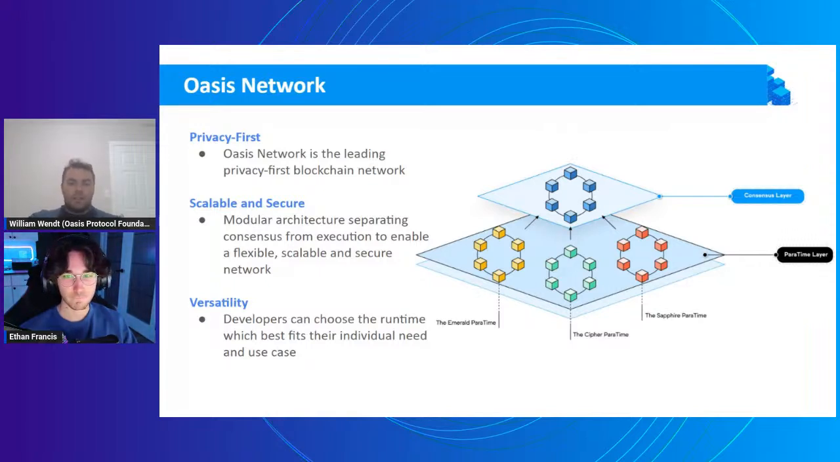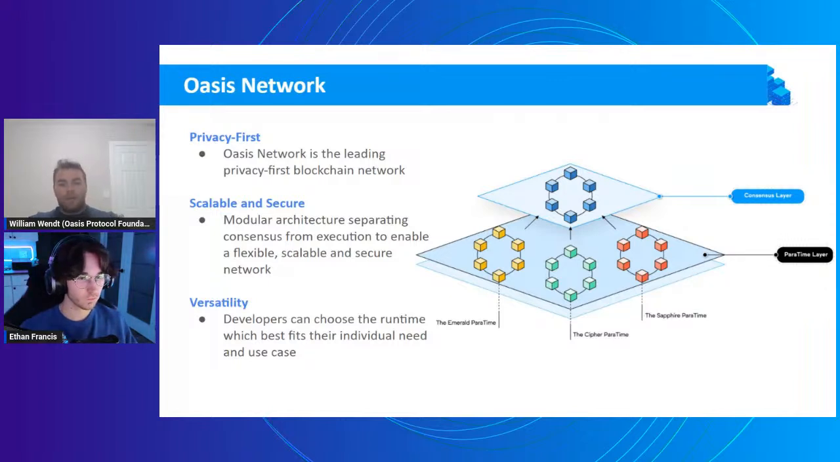On top of the consensus layer we have paratimes, which stands for parallel runtimes. They're pretty similar in a lot of ways to rollups. In fact, they pretty much are rollups, just that at the time when we came out with the network, this layer one, layer two idea hadn't really come into fruition yet.